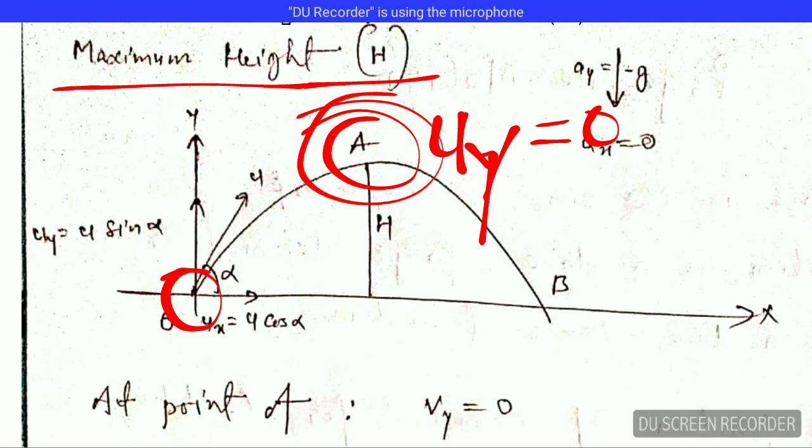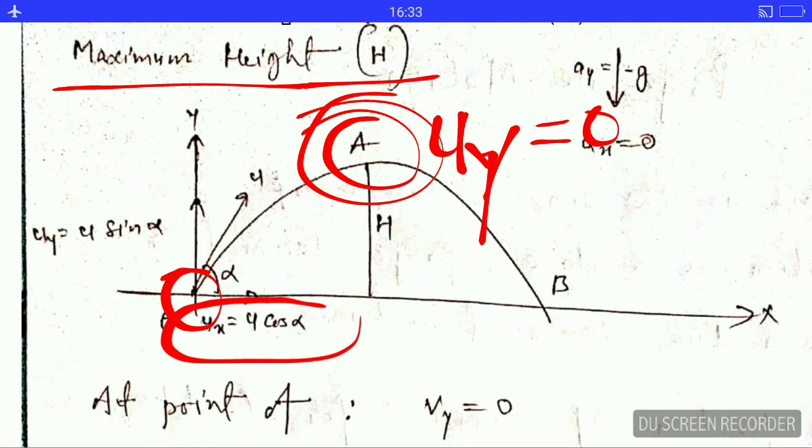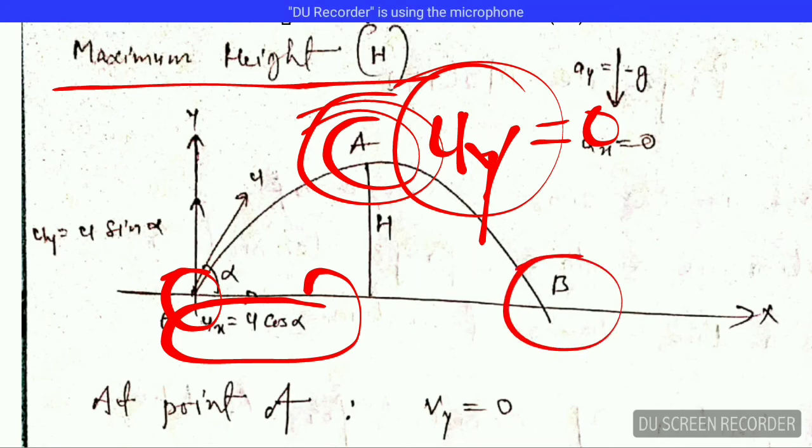At this point, in the y direction the velocity will become 0 for an instant. But you always have to note that ux will always have this magnitude, it will never change, it is the constant of motion, but this component continuously changes. And uy will become the maximum before striking the ground.